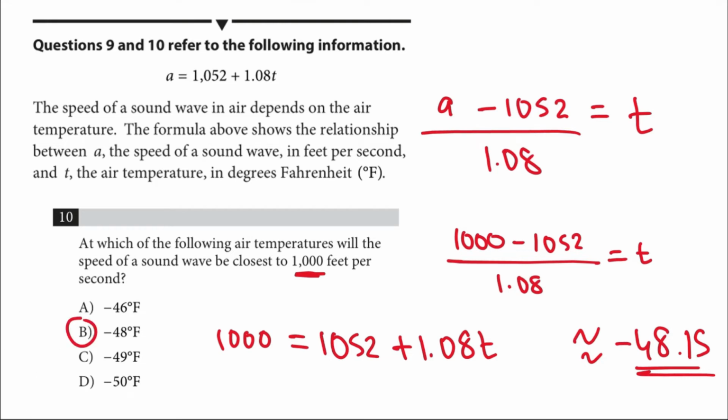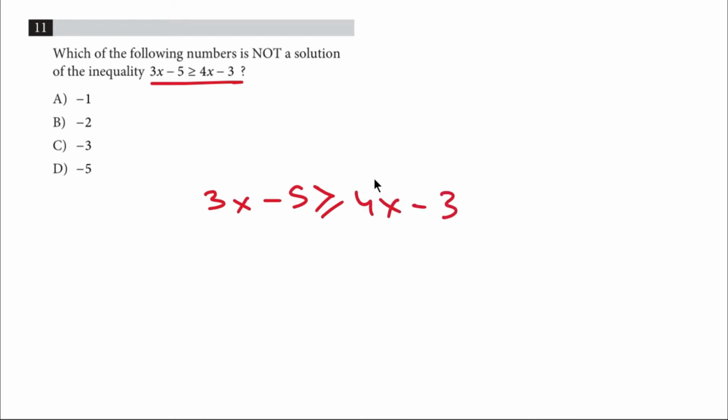Now let's move on to the next problem. Which of the following numbers is not a solution of the inequality given here? So let's try to solve this inequality. 3x minus 5 is bigger than or equal to 4x minus 3. Let's get the constants on one side and the unknowns to the other side. Let's throw 4x to that side and negative 5 to that side.